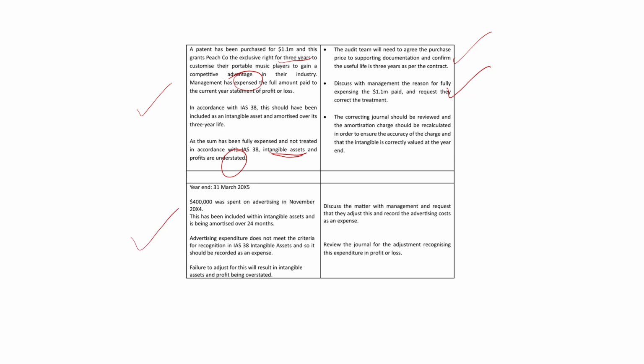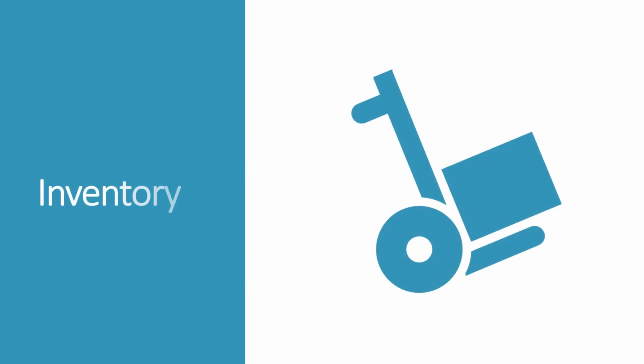This client spent 400,000 on advertising and they've capitalized this as an intangible asset and they're amortizing this over 2 years. We know advertising expense cannot be capitalized and because they've added this in their SOFP, your assets are overstated and profit is also overstated. We are going to ask the management to adjust this and record this as cost for the year. So if you start picking up the trend, your responses become quite easy.